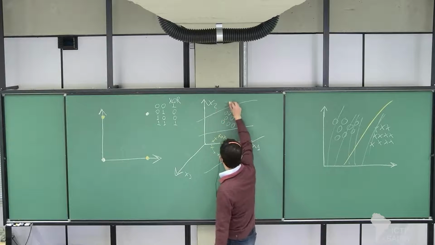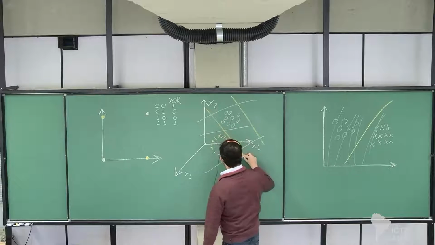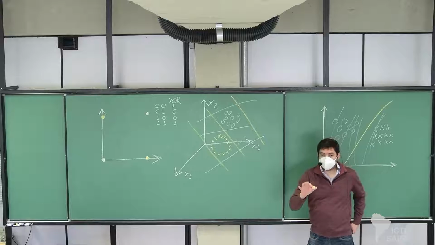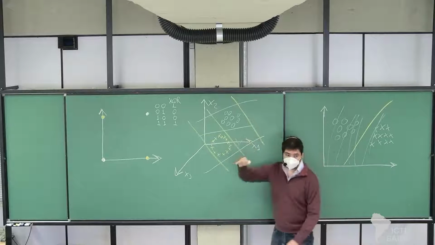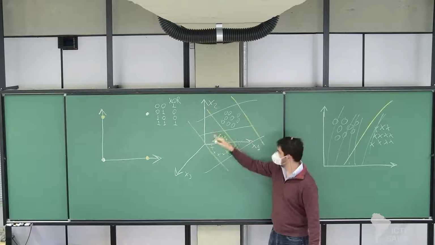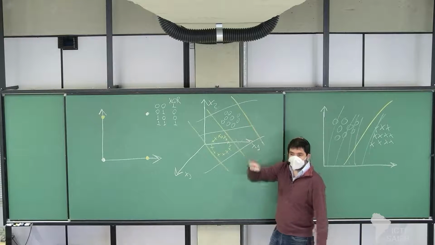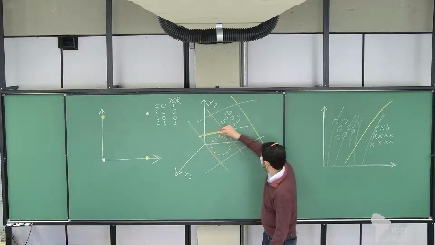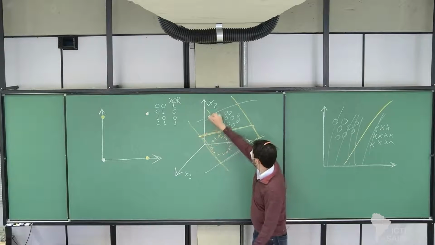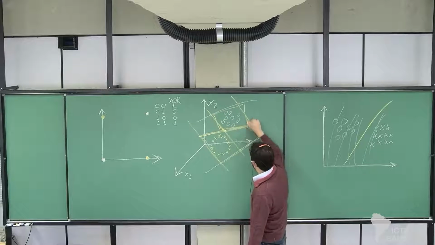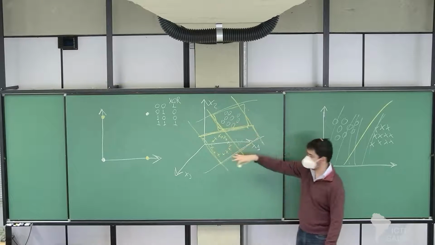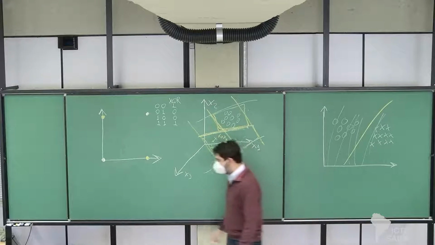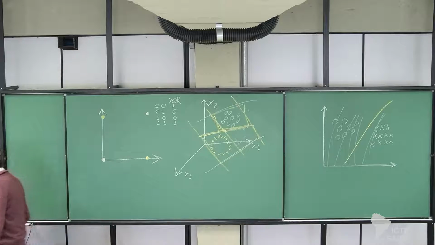Suppose the neurons of the first layer draw straight lines. The neurons of the second layer are going to combine these lines and construct more complex hyperplane separations, and they're going to separate the data. That's what's going to happen. I will give you an illustrative example.